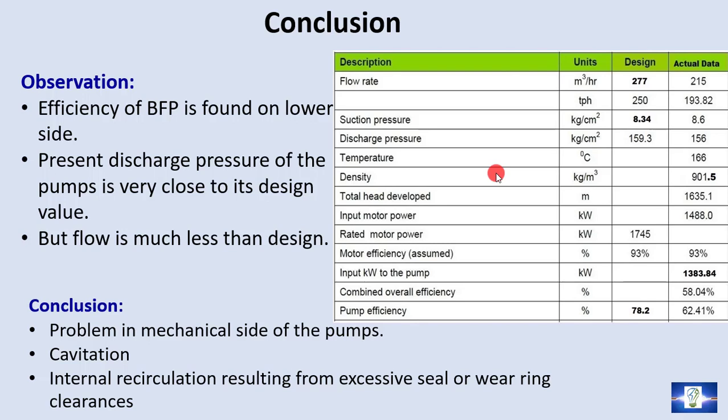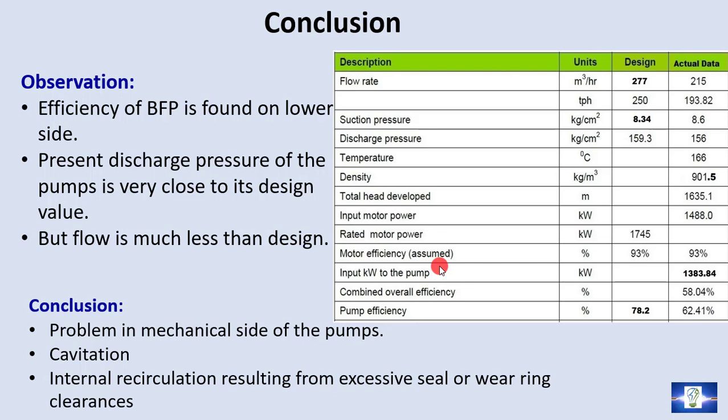The present discharge pressure of the pump is very close to the design value, but the flow is much less than the design. The actual discharge pressure is 156 kg per centimeter square against the design pressure of 159.3 kg per centimeter square, which is very near, but the flow rate is much less than the design. The operating flow is 215 meter cube per hour against the design flow of 277 meter cube per hour. It indicates that there is a problem on the mechanical side of the pump.